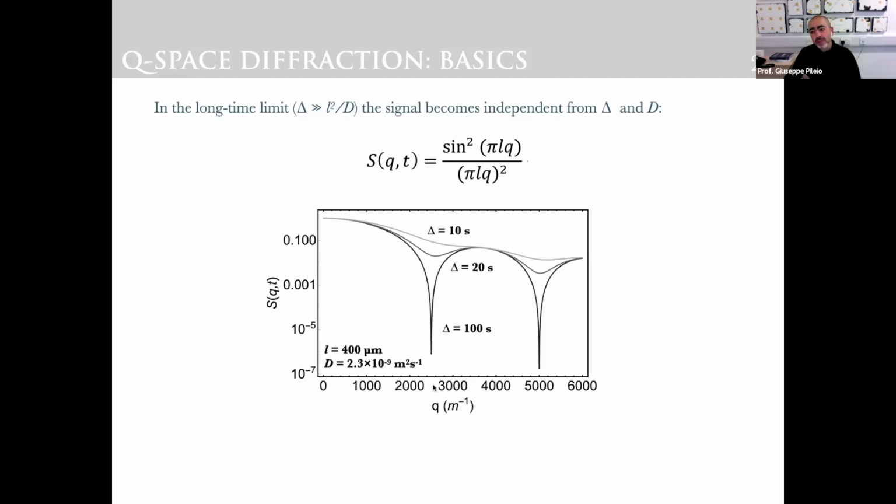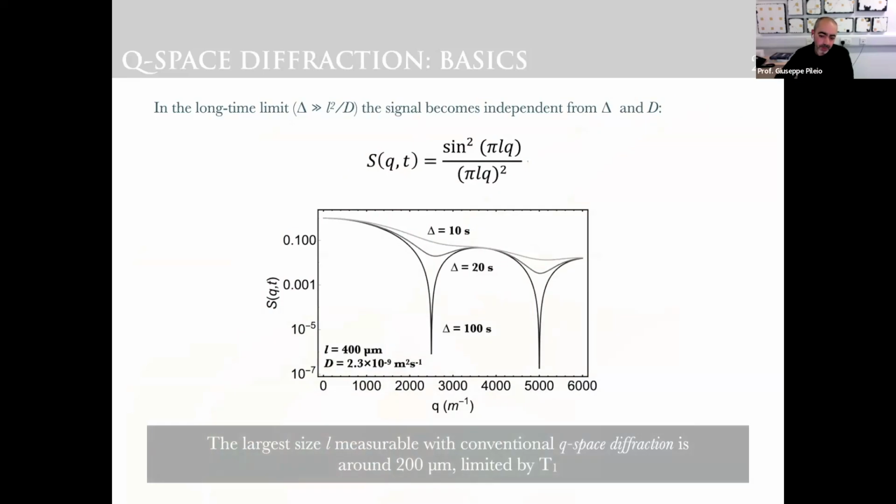However, if the cavity is too big, in this simulation the cavity was supposed to be 400 microns, and you have even 10 seconds of diffusion time, you barely see anything in the diffusion plot. You need 20 or even more seconds of diffusion time to highlight this and measure. By measuring this dip, you essentially measure the cavity size. Obviously you can't do this with conventional diffusion, but you can if you enhance the diffusion time through singlet order.